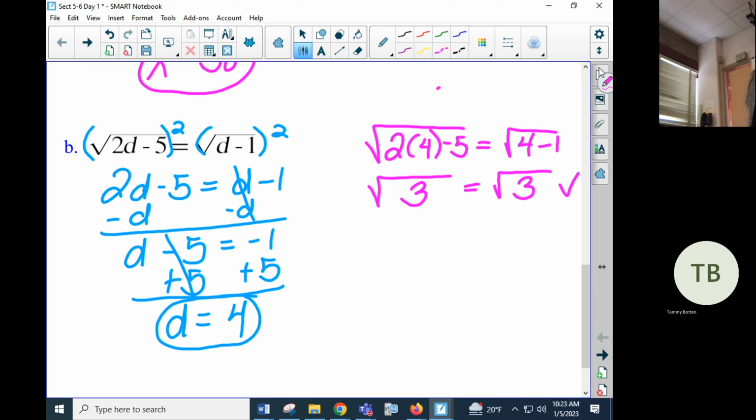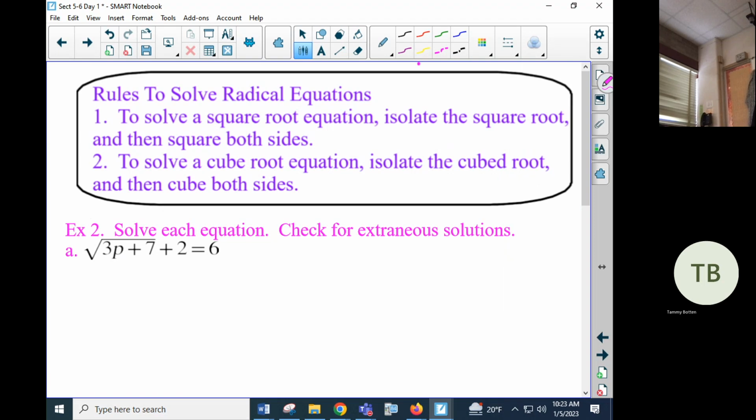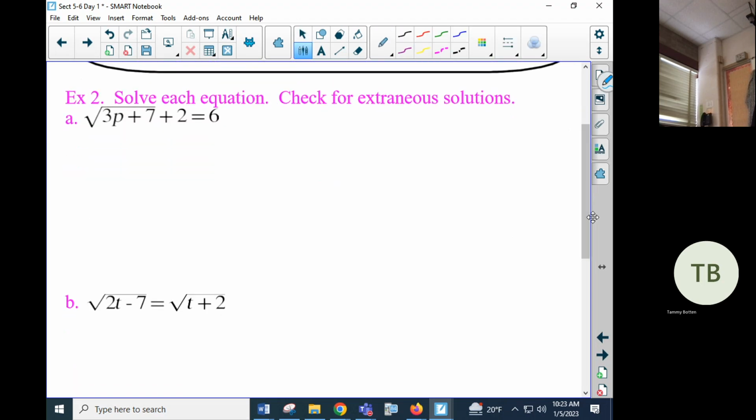So on your assignment, I'm not going to require you to check them, but it's a good idea, especially if you were on a test. I would certainly do that. So now if we go here, this is just the same thing. So we're going to subtract 2.